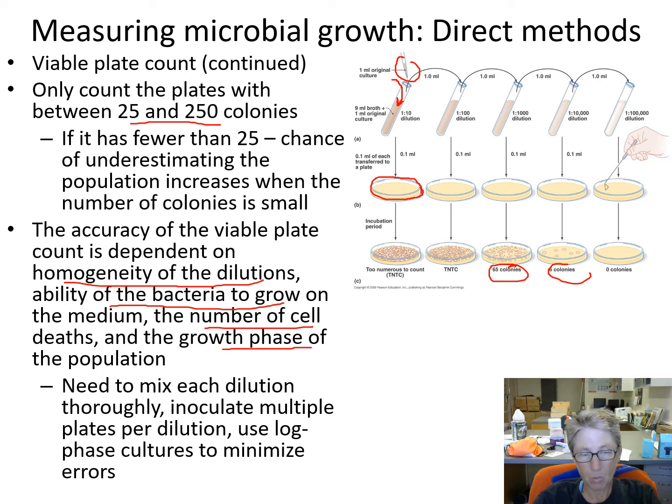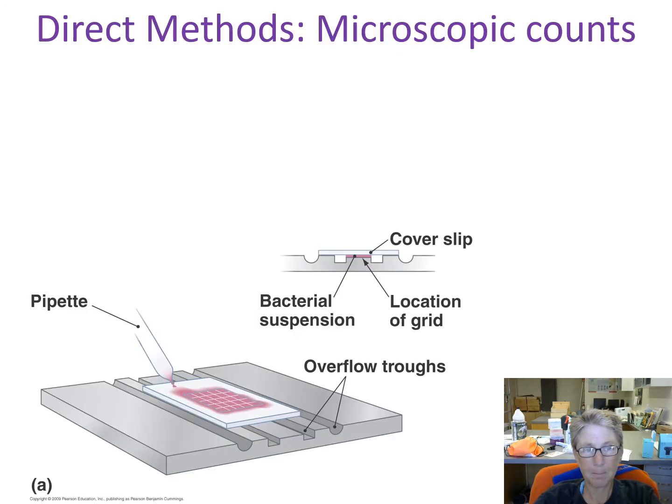And then, so we talked about this, you need to mix the dilution thoroughly. You need to inoculate multiple plates per dilution. So in this cartoon, it only shows you inoculating 1 plate per dilution, but in theory, you could have maybe 5 plates per dilution. And you want to use log phase cultures to minimize error. So you want to know that your cultures are in the logarithmic phase of growth. We talked about that last time.